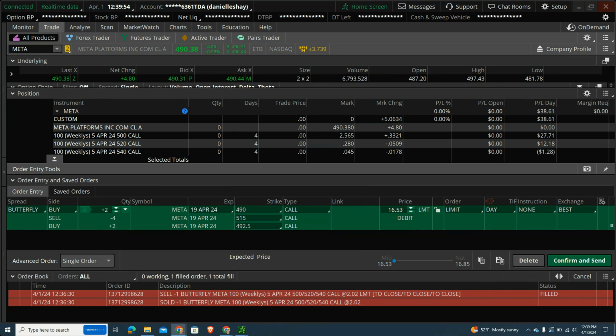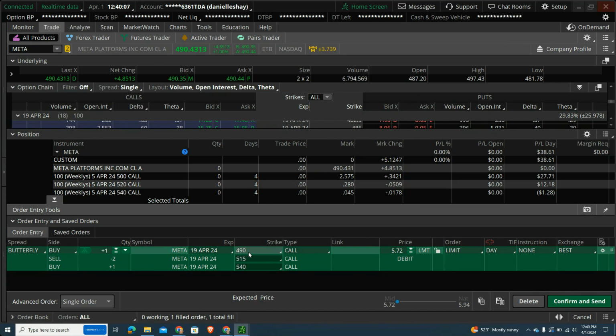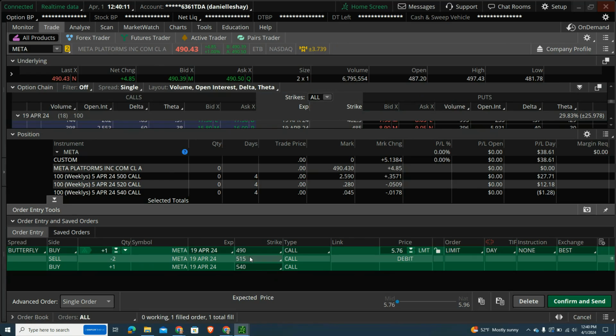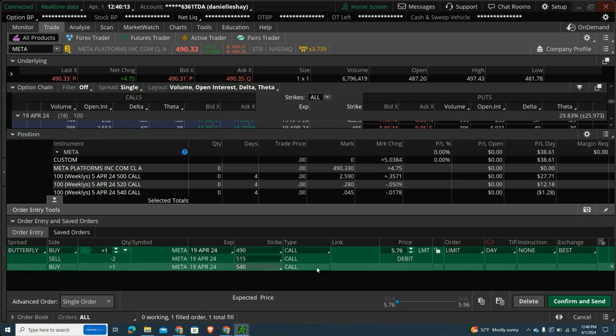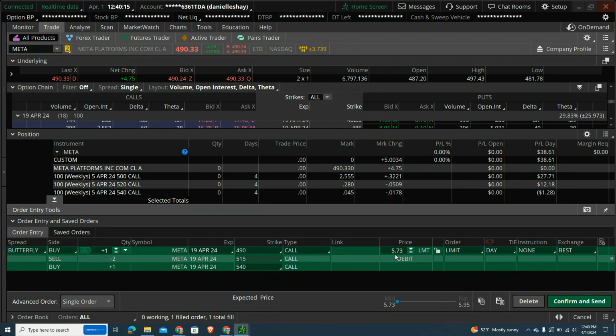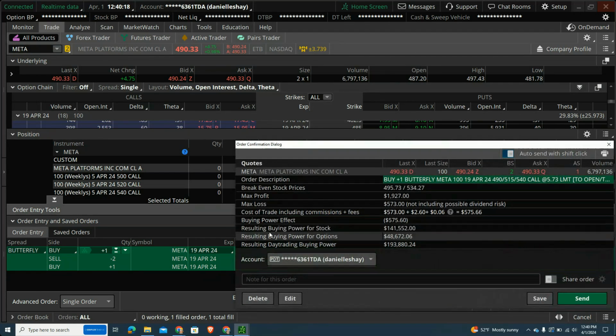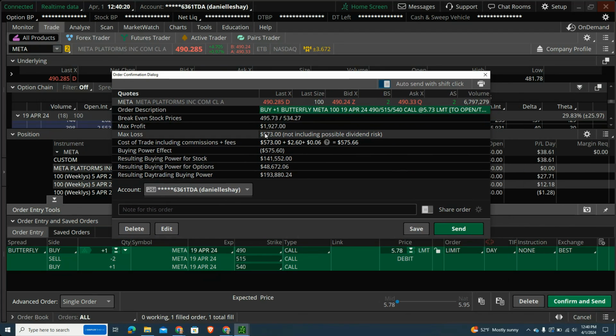And then after that, we can place another one here at 540. So at this point, you have a $25 wide butterfly. This first strike is at the money. The second strike is going to be at your resistance zone, and your third strike is just going to be equidistant. That is going for $5.76. For $25 wide, I think that's really good.